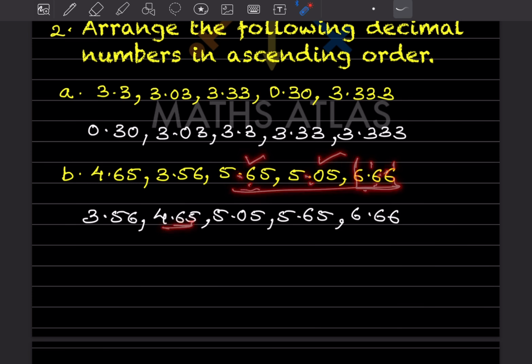So we have two numbers here, 5.65 and 5.05. So 5.05 will be here. Later that will be 5.665 and this will be the last number.